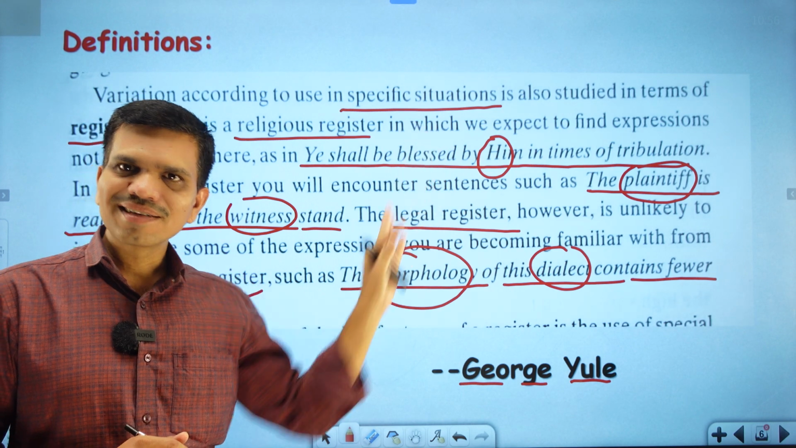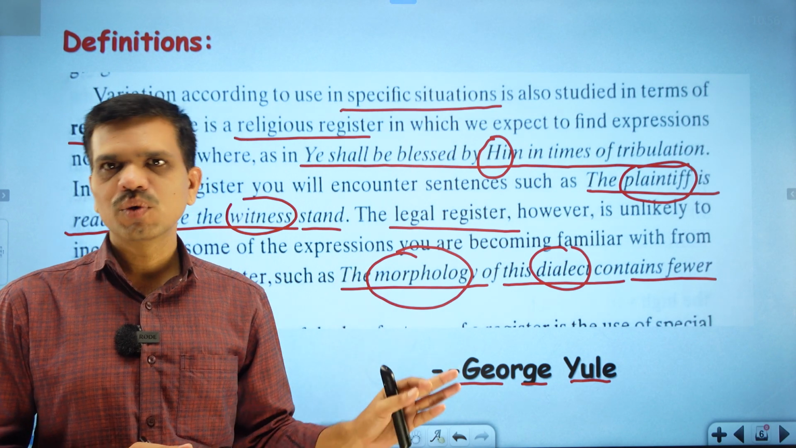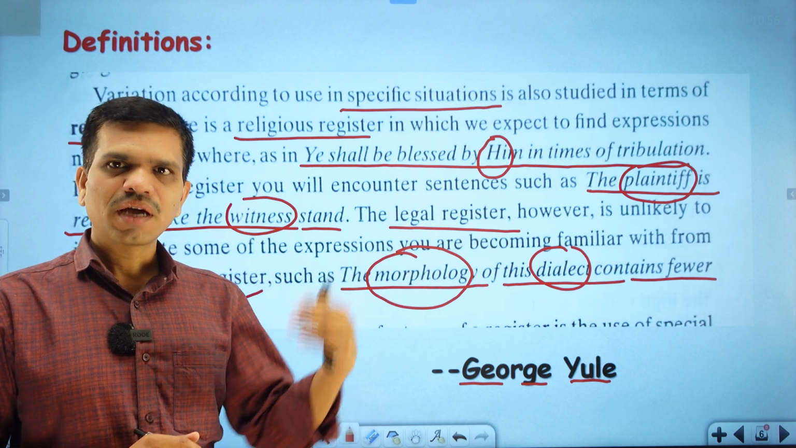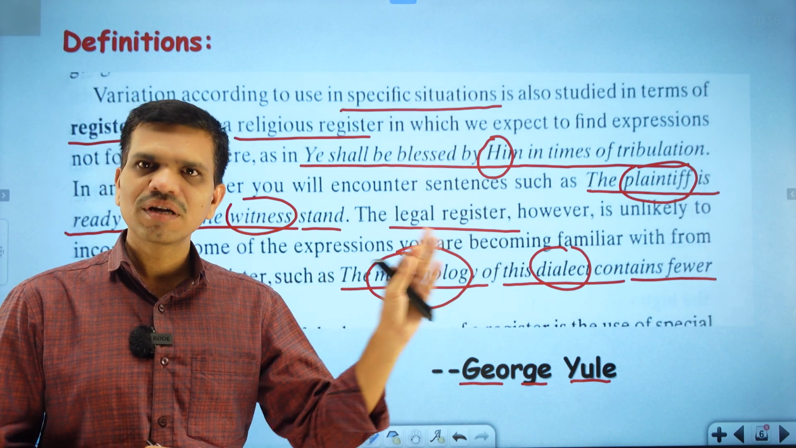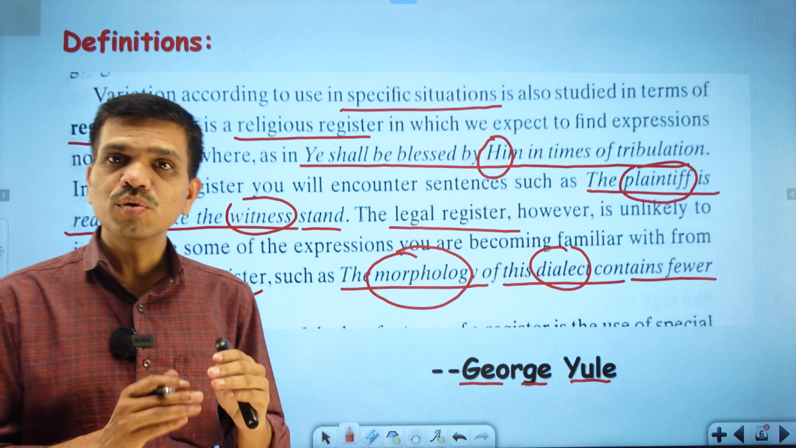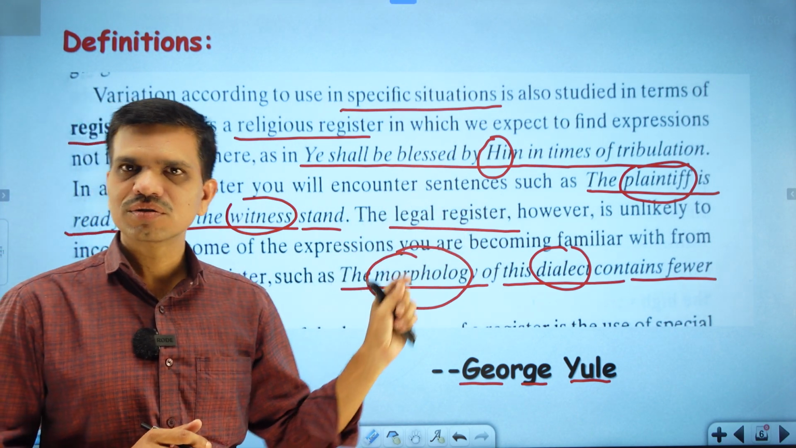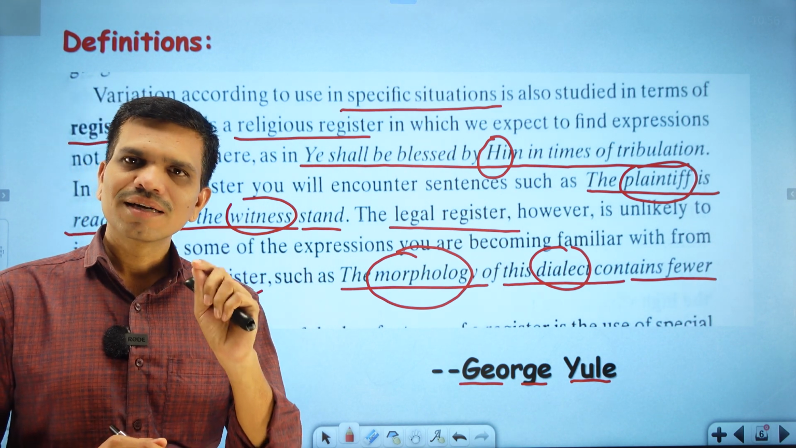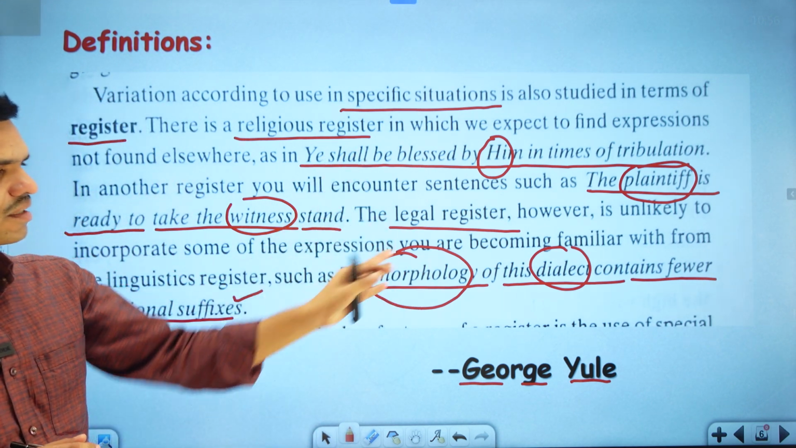Now if you look at these three examples, we understand that register differs field-wise. We have religious register, we have legal register, the register used in law and courts, then we have the register used in different branches of study like linguistics or business or law or different genres. So this vocabulary also differs field-wise or sector-wise. I hope you understand the definition and the very meaning of register, because register is a particular kind of language, particular kind of words or vocabulary used in a particular kind of sector, and these are the examples.